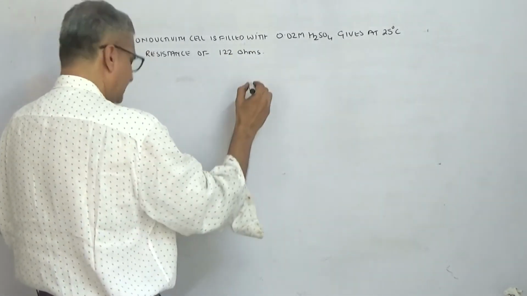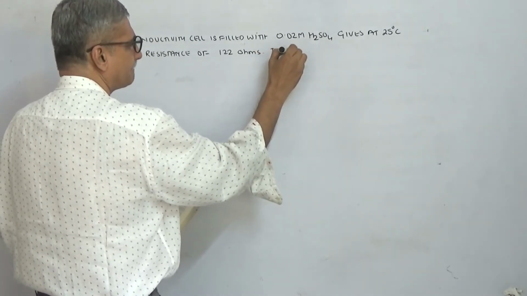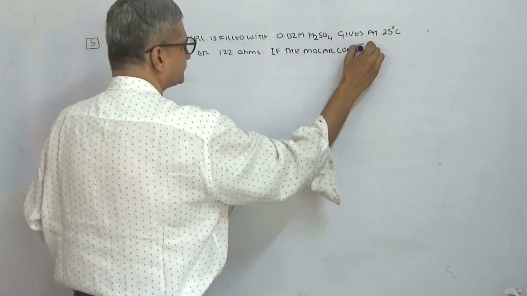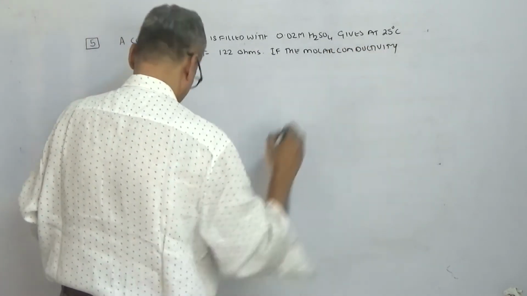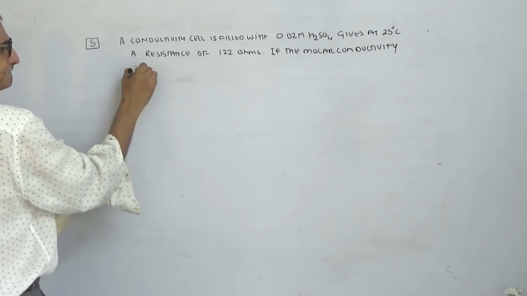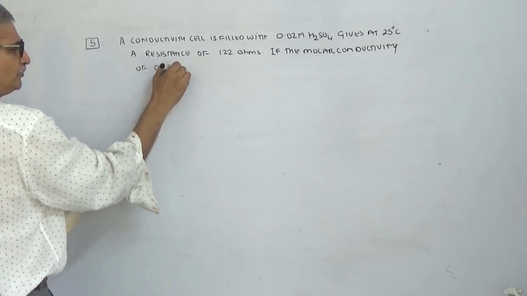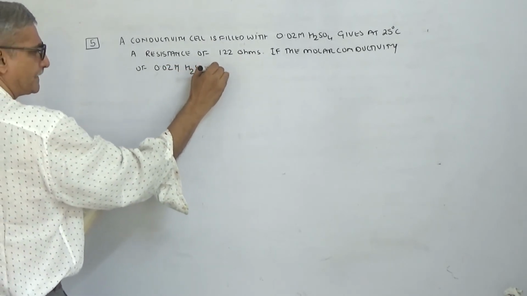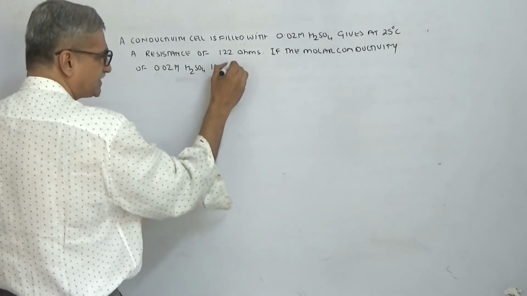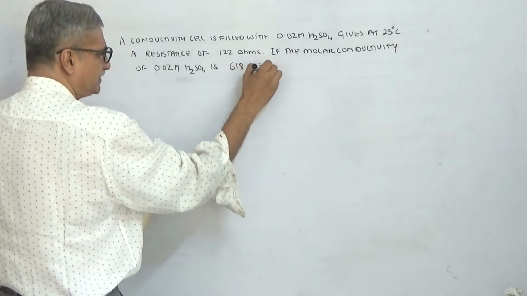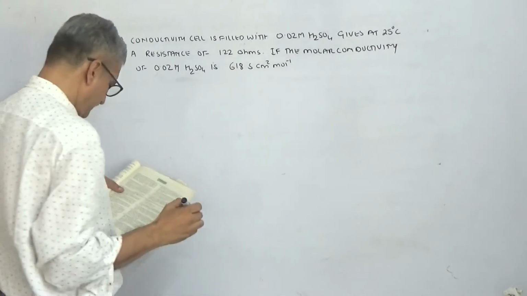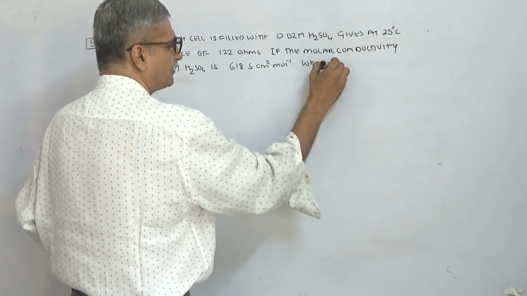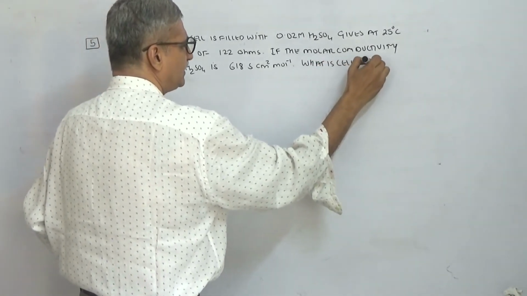If the molar conductivity of 0.02 molar sulfuric acid is 618 Siemen centimeter square per mole, what is the cell constant?